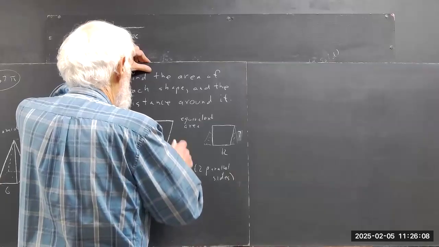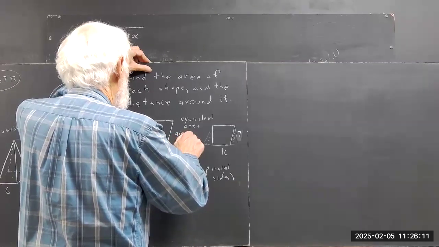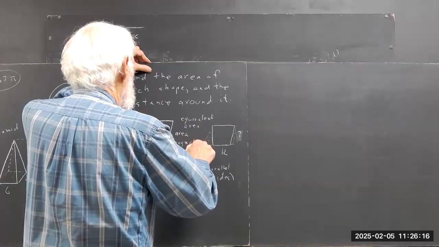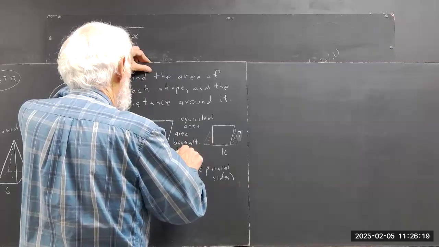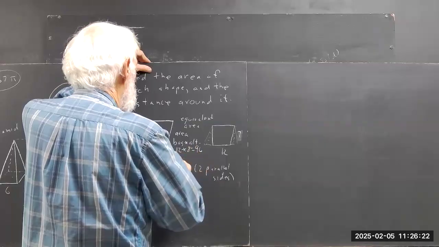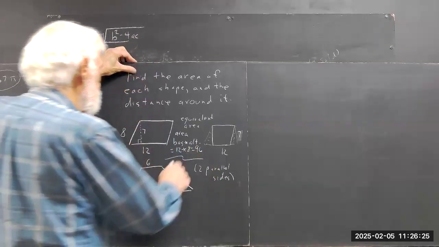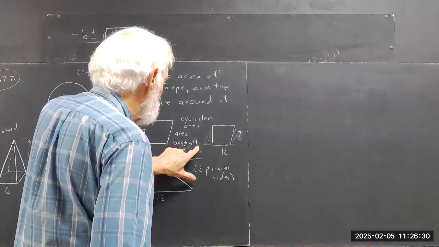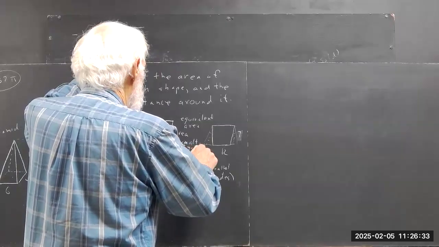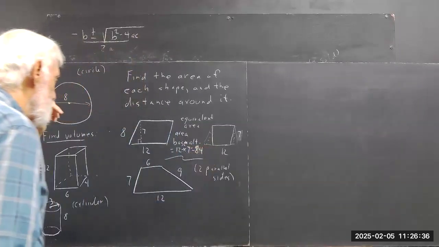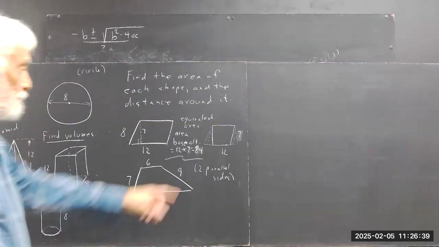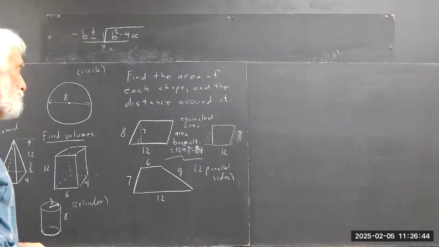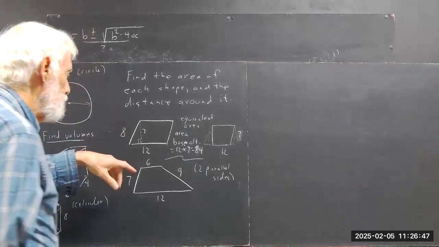Okay, the area is the base times the altitude, which is 12 times 7. I don't know why I want to keep using 8. And that's 84. Okay. I would look at my picture before I write it down, and I'd probably get it right. Okay. And the perimeter is pretty easy.